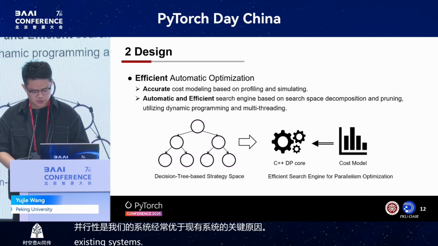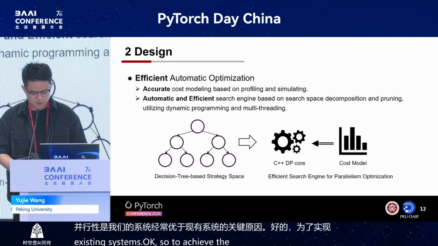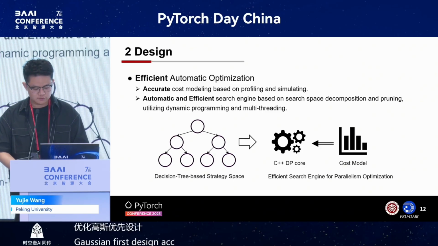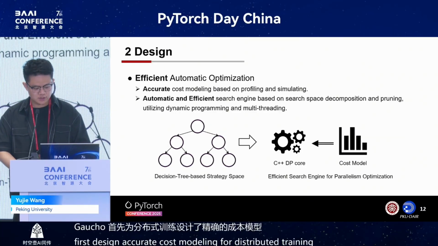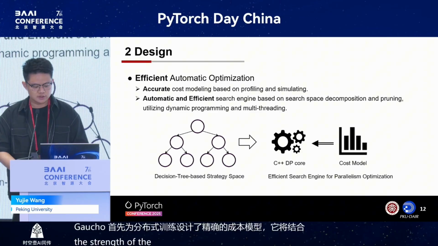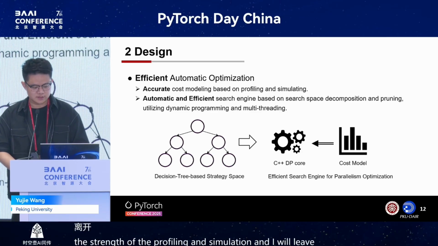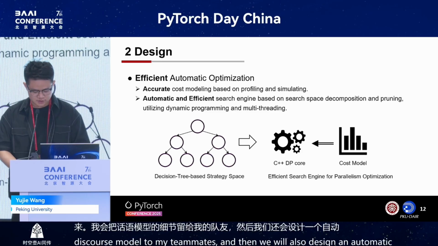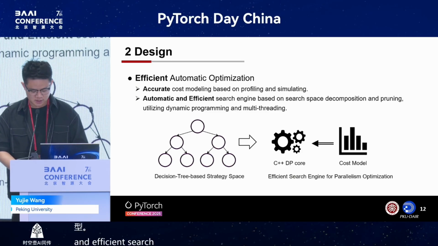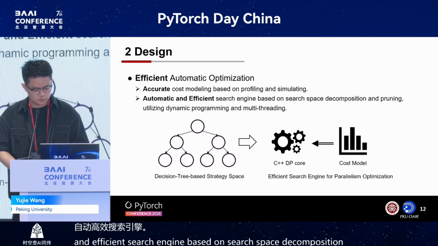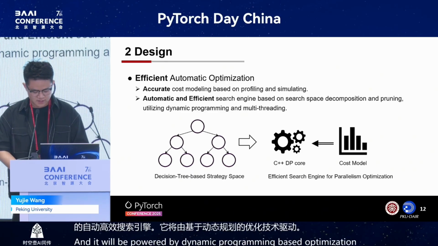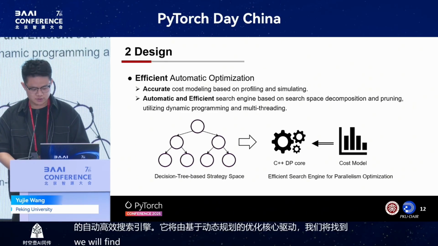Okay, so to achieve efficient automatic optimization, Galvatron first designed accurate cost modeling for distributed training, and it will combine the strengths of profiling and simulation. I will leave the details of this cost model to my teammates. Then we also designed an automatic and efficient search engine based on search space decomposition and pruning, powered by a dynamic programming-based optimization core, and we will find the best configuration efficiently.